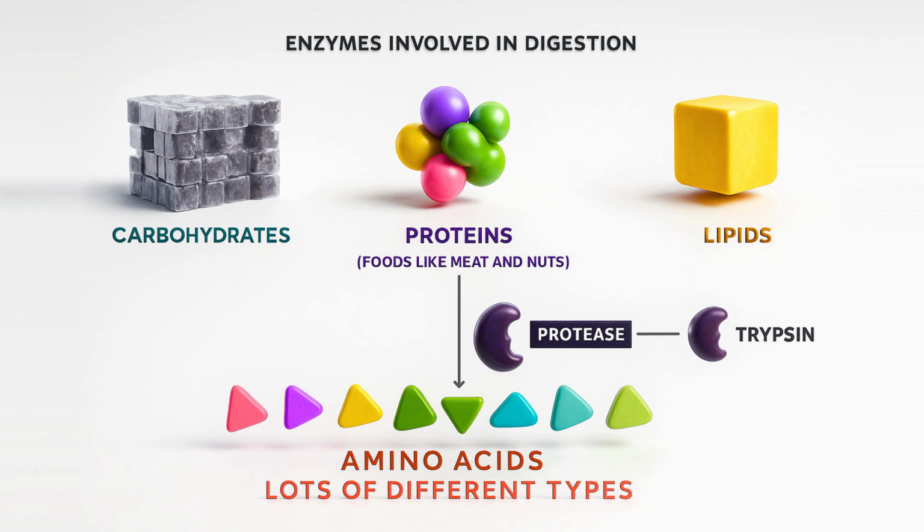There are several types of protease enzymes, including pepsin, which is active in the stomach, and trypsin, which works in the small intestine. While there are many different amino acids, you're not expected to memorize each one individually for most biology courses, but just understand that they are all small enough to be absorbed once the protein has been digested.